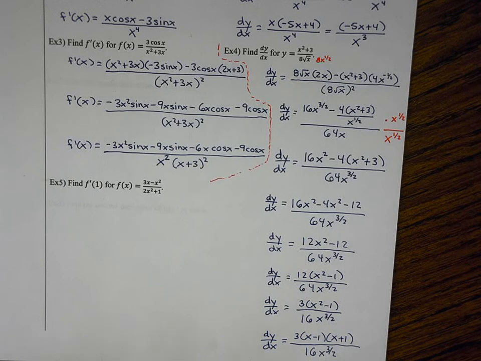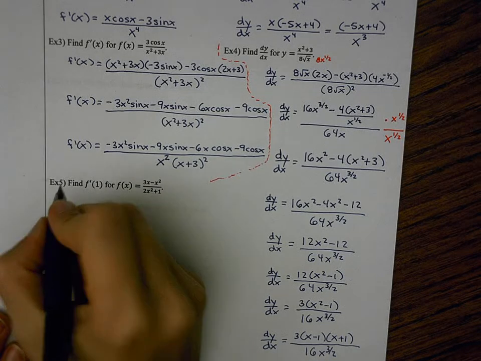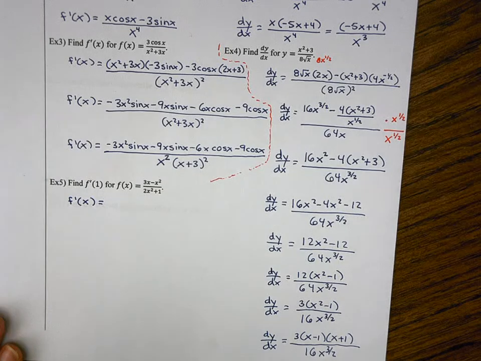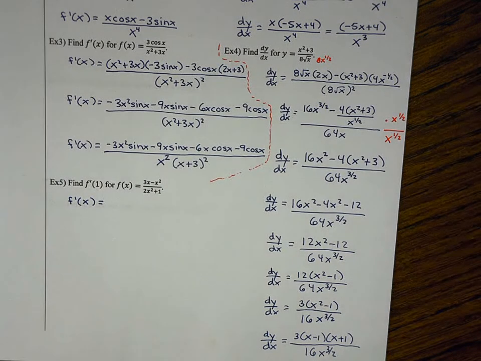Okay, last one with quotient rule here. Find f prime of 1 for f of x. So this time I did give you a number also to plug in. Let's start, though, with taking the derivative. So pause the video, take the derivative of that function, restart it when you're ready.